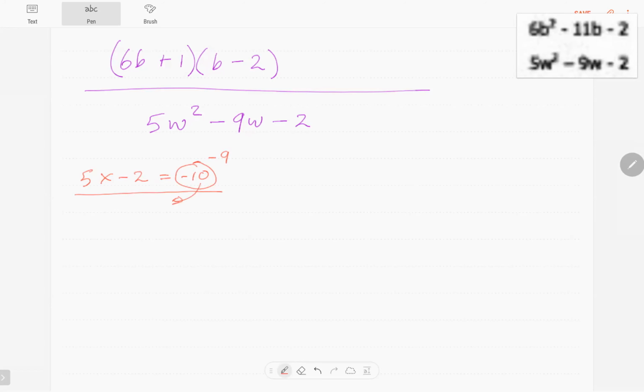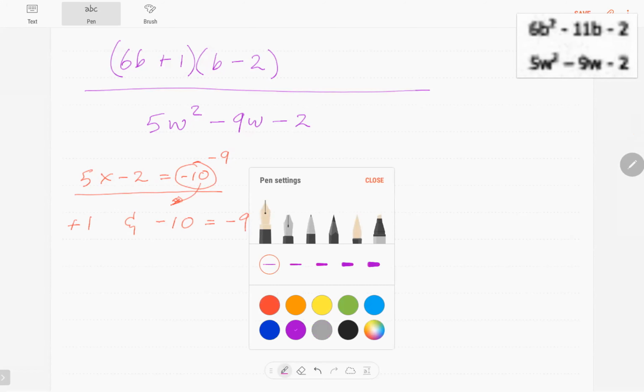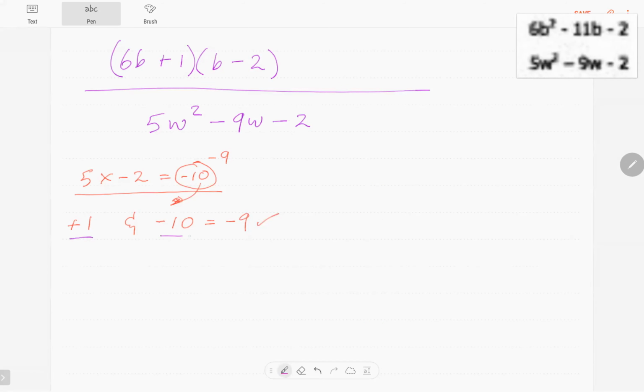So those factors first are 1 and 10. Since you want factors of a negative number, one must be positive and one must be negative. Give the larger of the two the sign of that, which is negative. So make the 10 negative and the 1 positive. And when you add them, they equal negative 9 right off the bat. So you have found it already. You're going to break the negative 9w using 1w and negative 10w.